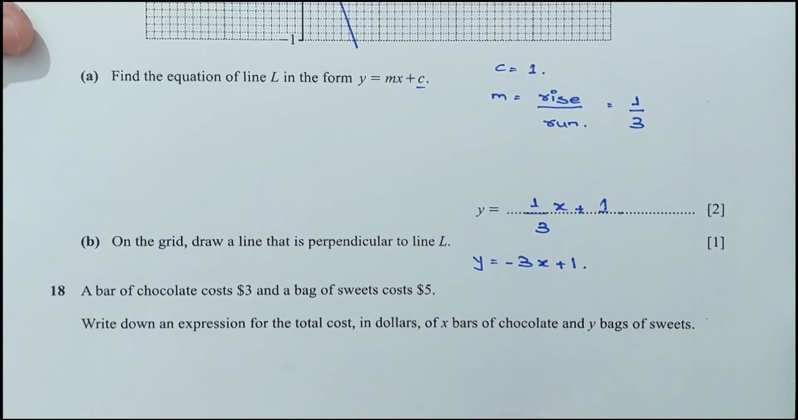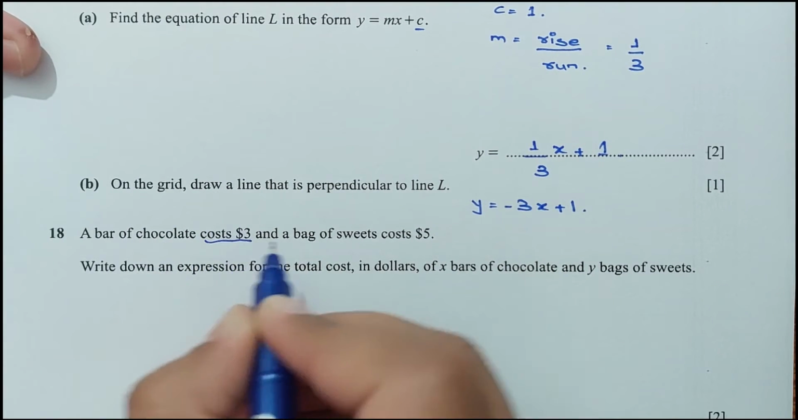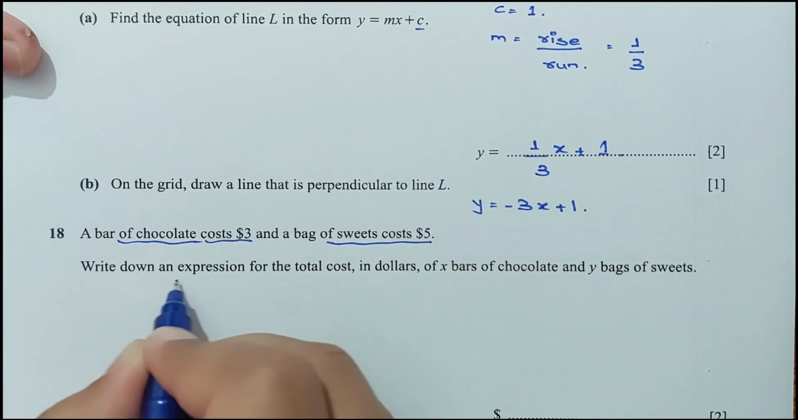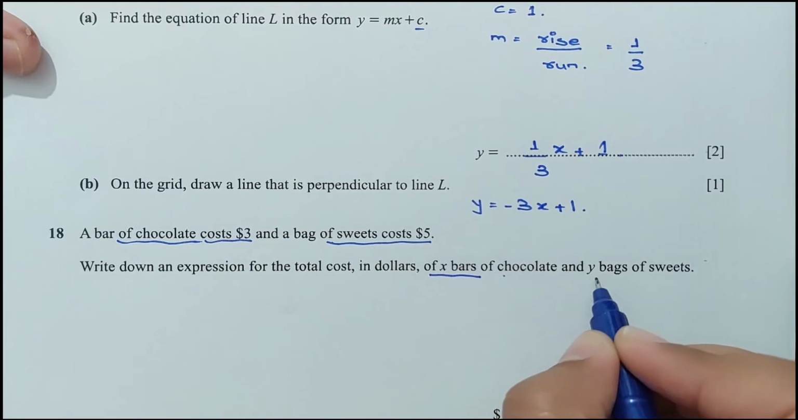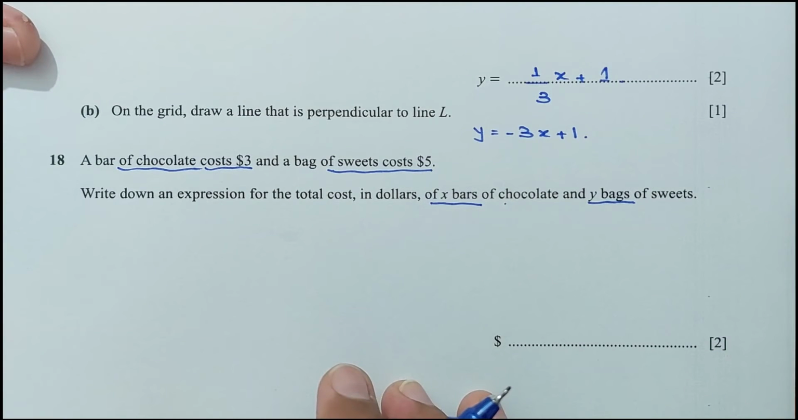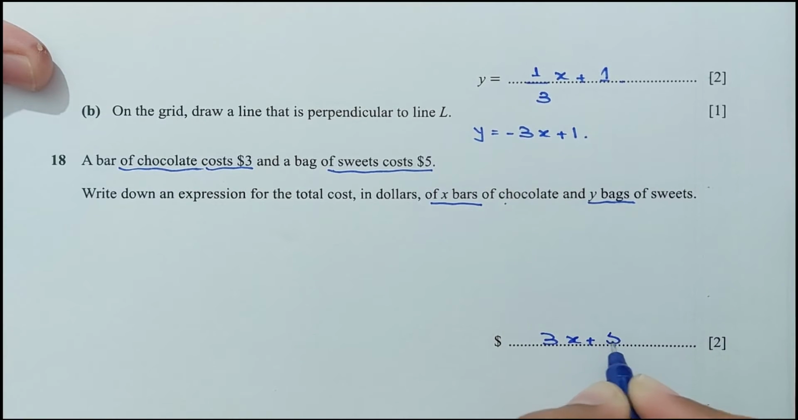Question number 18, a bar of chocolate costs $3, right? And a bag of sweets costs $5. Write down an expression for the total cost in dollars of X bars of chocolate and Y bags of sweets. X is for chocolates and Y for sweets. So 3x plus 5y, that is the total cost.